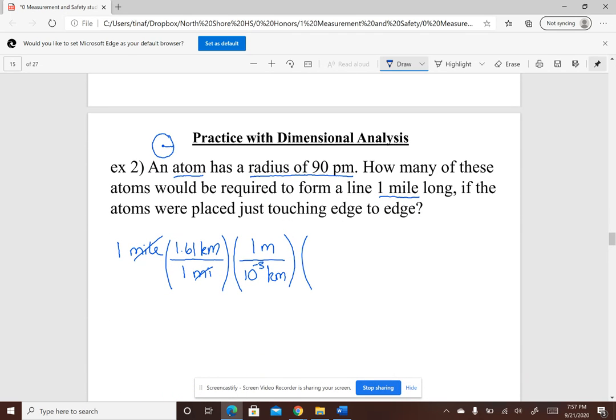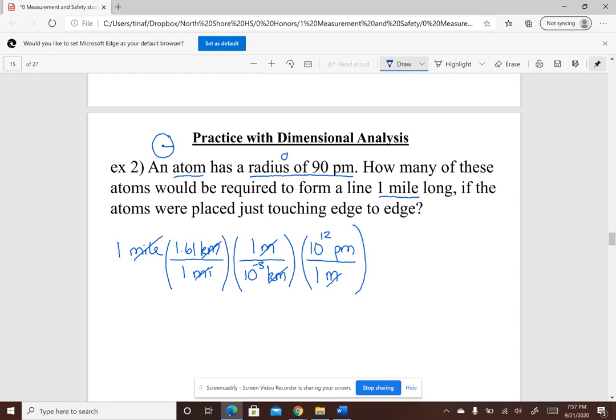Meters is going to go on the bottom because I want them to cancel out, and 10 to the 12 picometers will go on top. Okay, so now my kilometers cancel out, my meters cancel out. So if I solved right now, that would tell me how many picometers are in a mile. But that's not what the question is asking. The question wants to know how many atoms that would be. So what they're doing here is they're giving me a conversion factor.